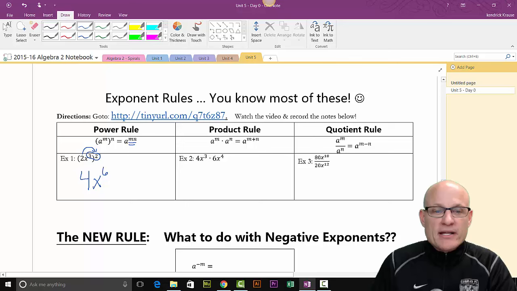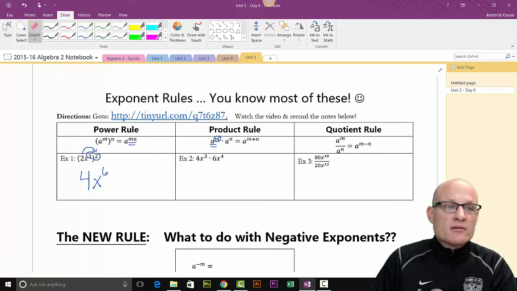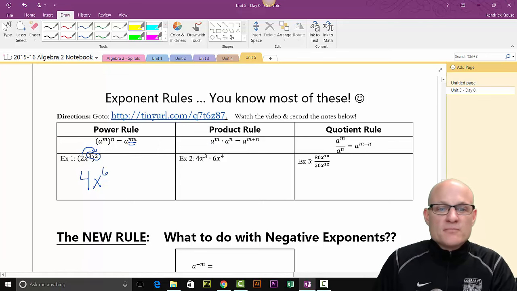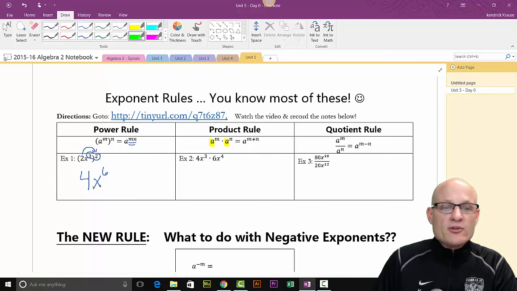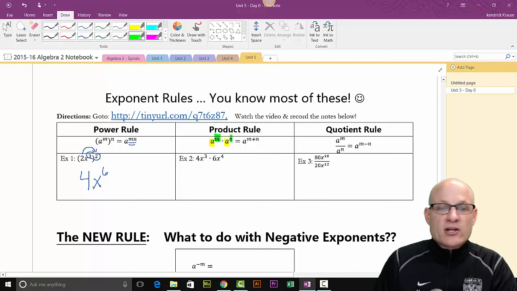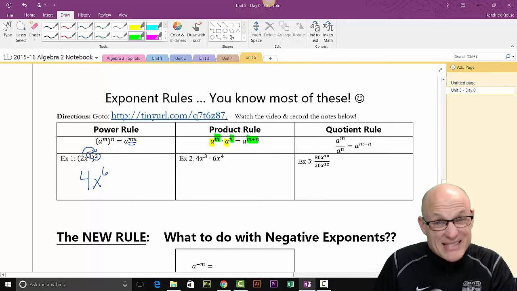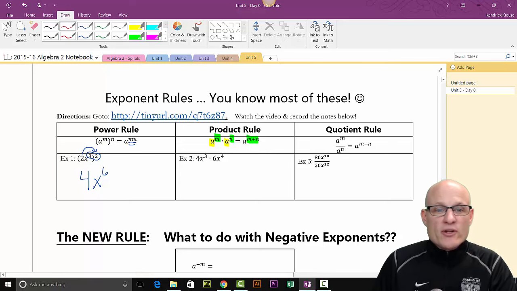All right, so when we're multiplying here, notice when the bases are the same, so we have a and a, then all we have to do is add the exponents, and it gives me a to the m plus 8. But the base stays the same. You don't change the base. So in this case, we've got 4 times 6. That's 24. Notice this base and this base are the same. So it's going to be x, and then we add the exponents, x to the 7th.